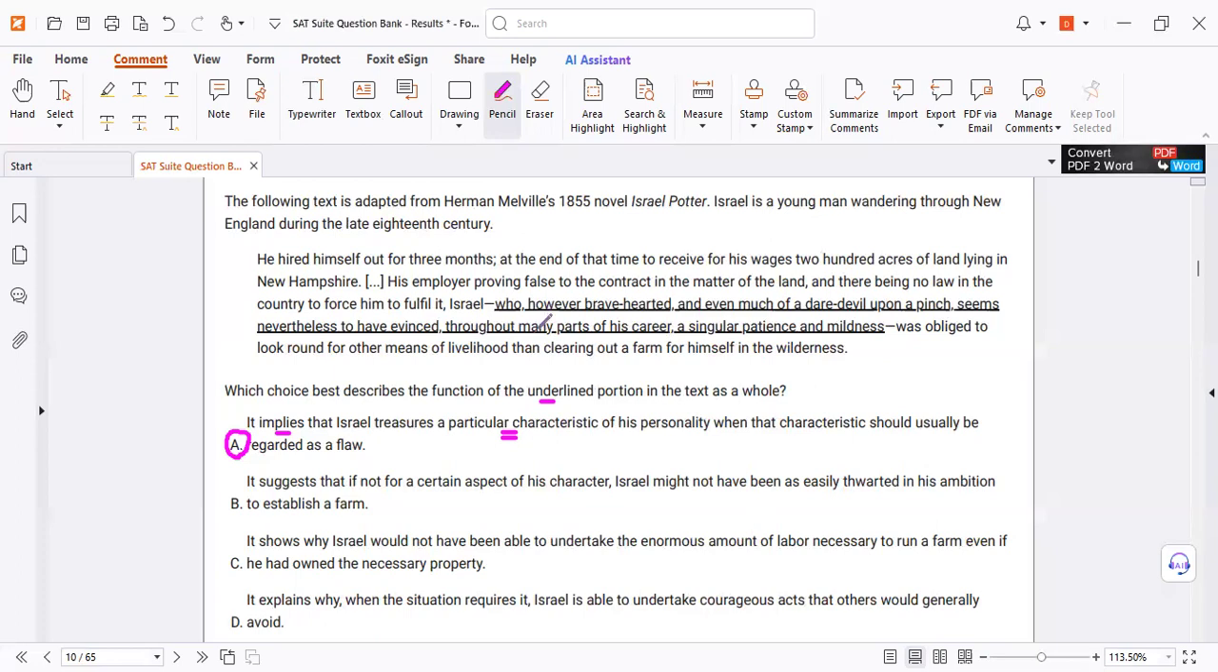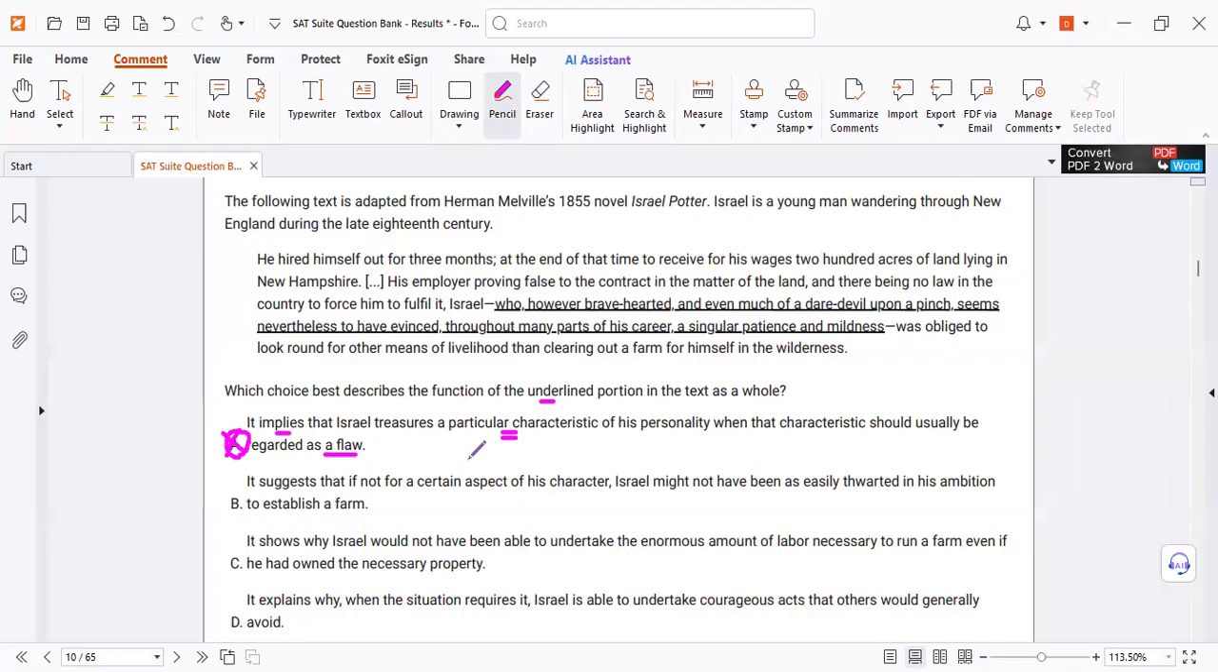Let's look here. Of his personality, when that characteristic should usually be considered a flaw. Did he say that this characteristic is a flaw? It is a trap. No, it does not. So A is wrong.